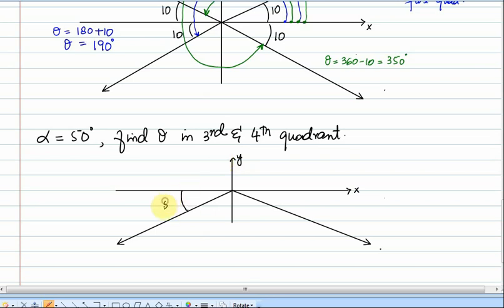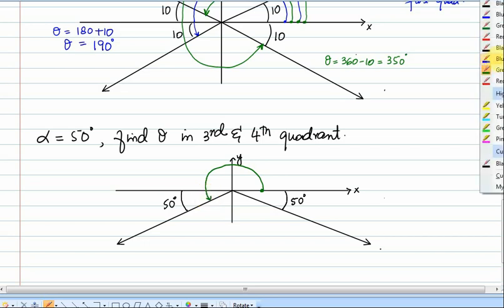That angle is alpha, its value is 50 degrees, and this angle is alpha, its value is 50 degrees. Now I will highlight the angle theta. Starting from the positive x-axis, moving in an anti-clockwise direction, that is my angle theta, right?